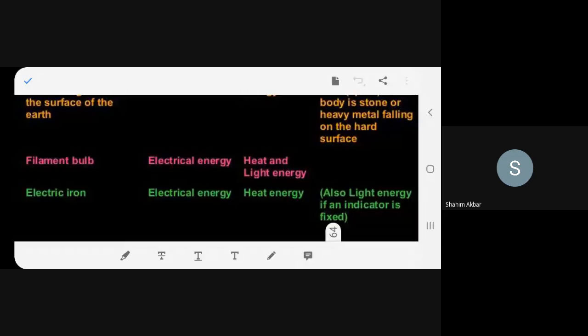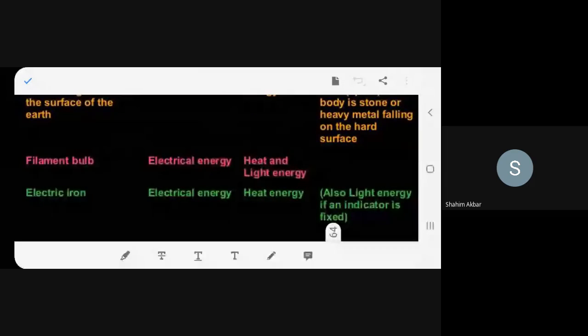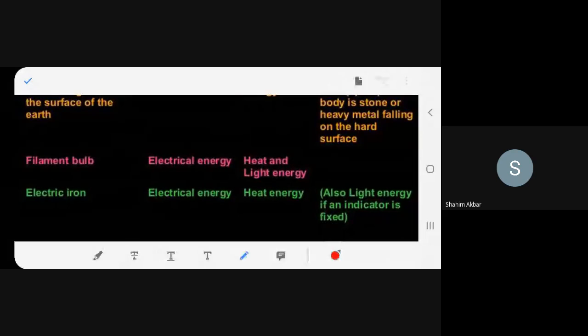Electric iron: electrical energy, heat energy, also light energy if there is an indicator. So let's take another example of the electric iron. When you switch it on, which energy is working? Electrical energy. That gets converted to heat energy and we iron. If we don't get the heat energy, can we iron the clothes? No. So the electrical energy is getting converted to heat energy.